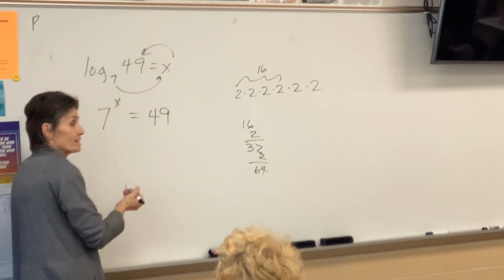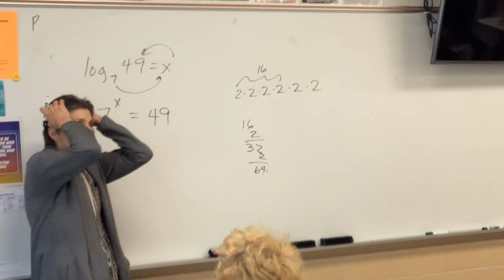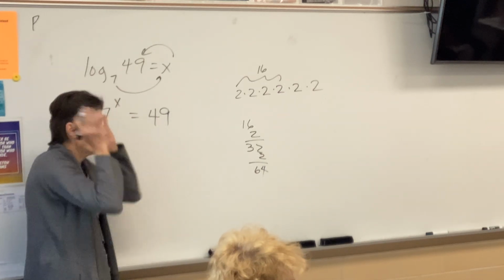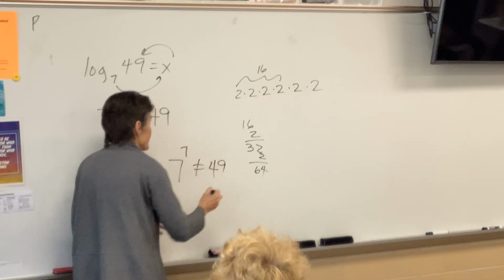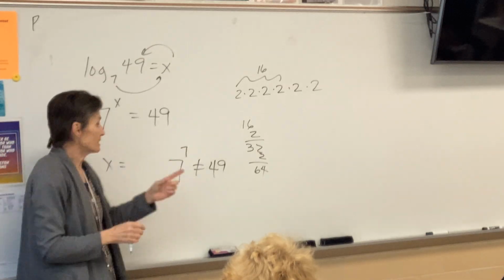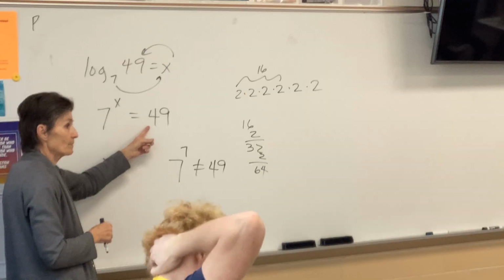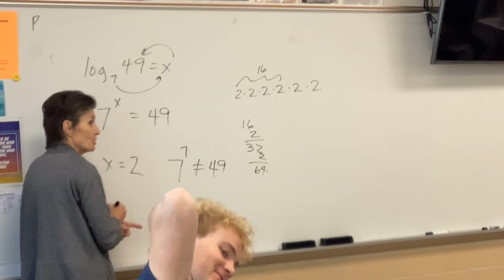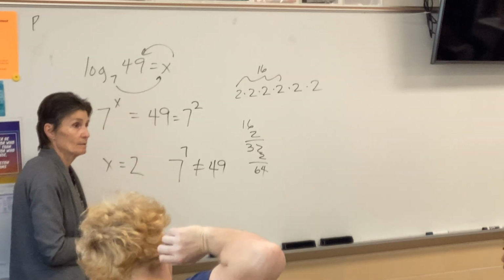So what's x gotta be? Oh my gosh, it is not 7. Guys, 7 to the 7 is not 49. 7 to the 7 is some gigantic number. This says 7 to what power is 49? The answer is 2, because 49 is 7 squared.